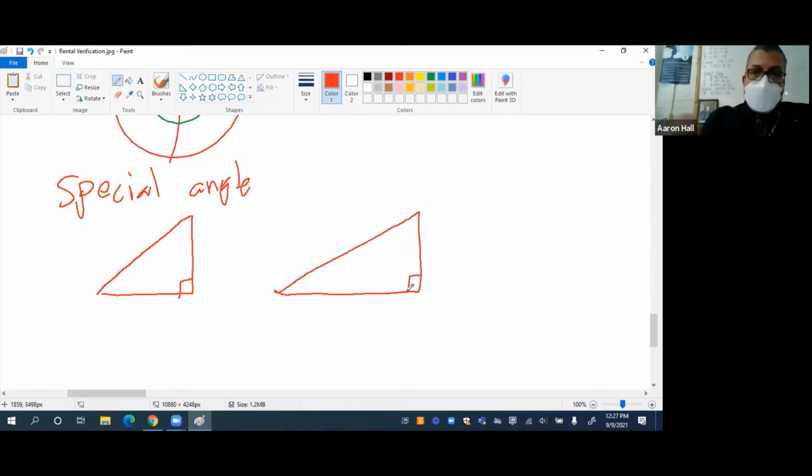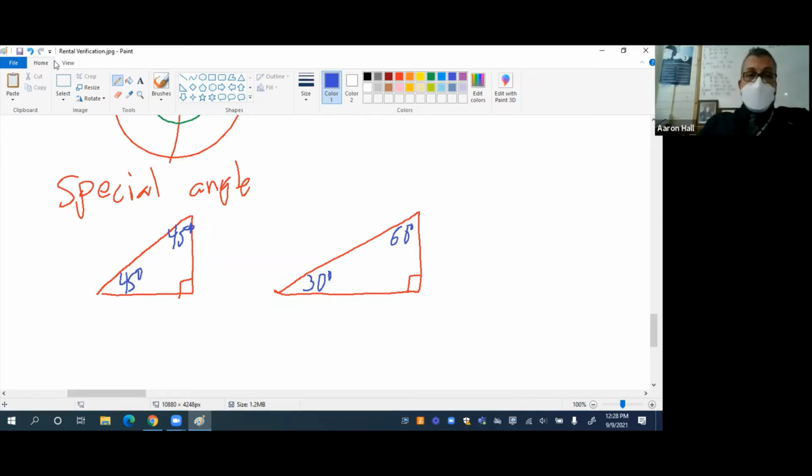45 is one of our special angles, correct? 90 is also a special angle. So this is our 45, 90 triangle. What's our other special angle? 30 is another special angle, and 60 is another special angle. Now, because we are using radians, I'm going to change this.